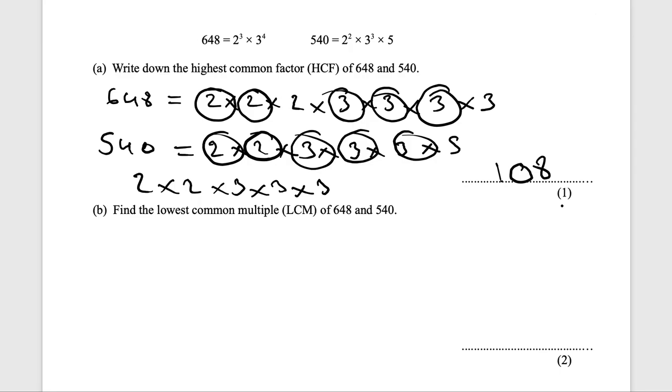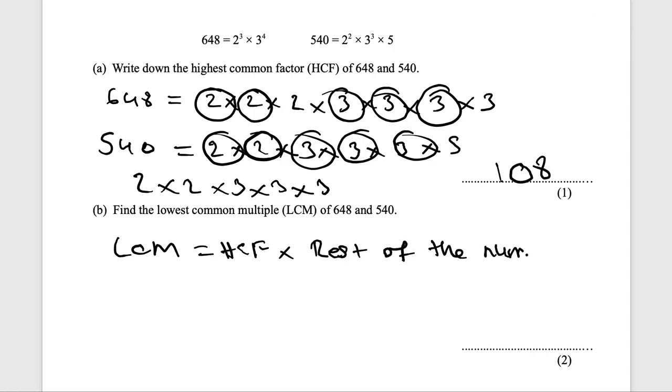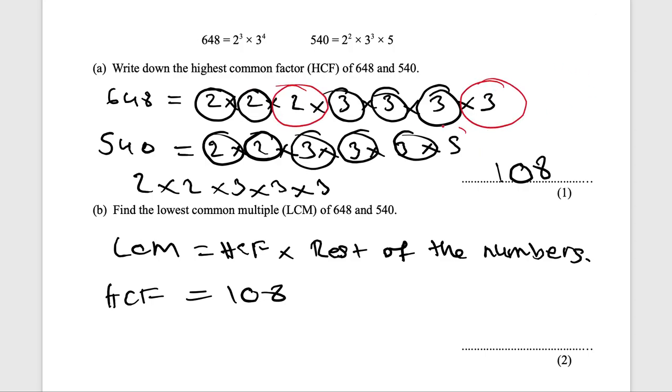So the next question says find the lowest common multiple LCM of 648 and 540. Remember, to find the LCM, you do the HCF multiplied by the rest of the numbers, and our HCF is equal to 108. Which numbers do we have left? We have 2, we have 3, and we have 5. Okay, so we would do our HCF is equal to 108 multiplied by 2 multiplied by 3 multiplied by 5.